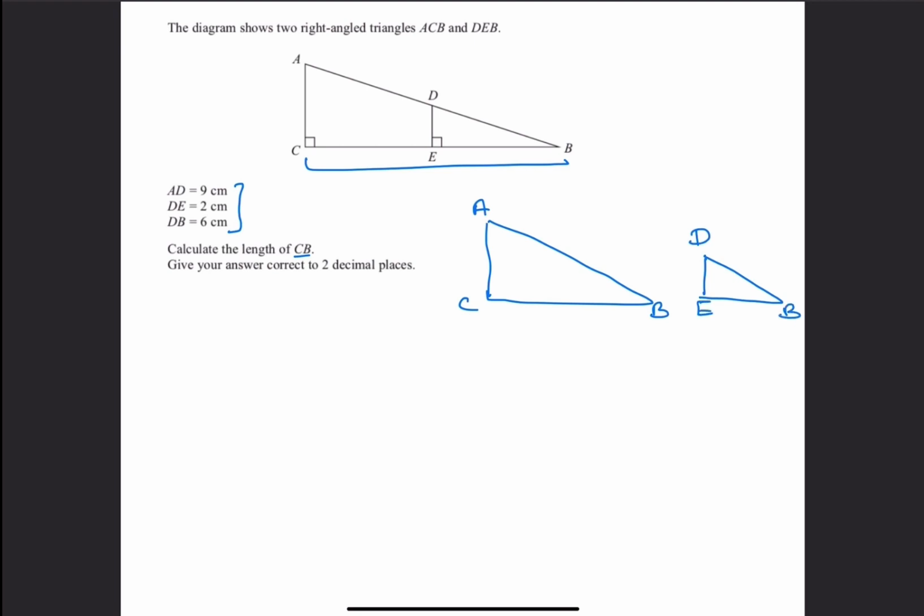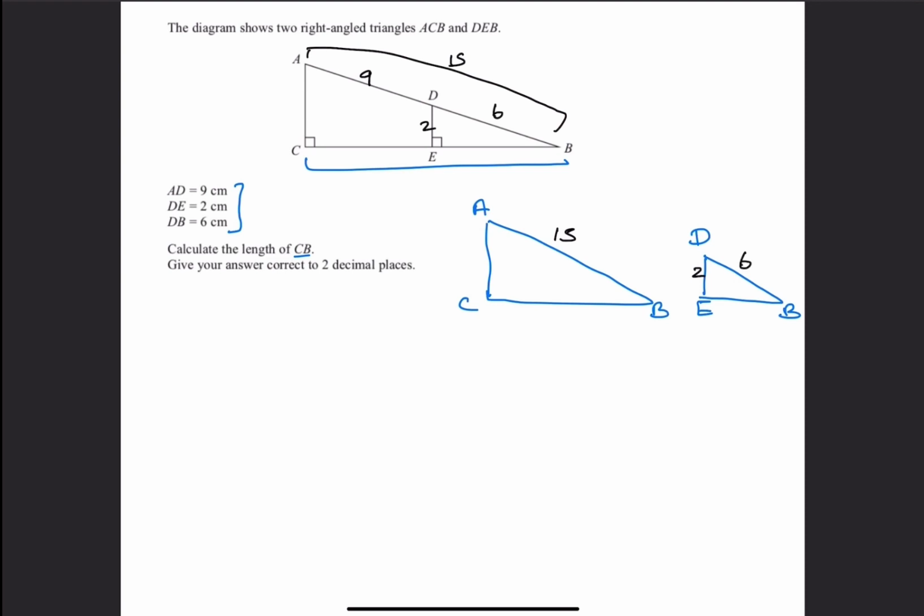Let's put the lengths in there. A to D is 9. D to E is 2. D to B is 6. So what is the total of A to B then? That's 9 plus 6, which makes it 15. That's 15. This is 2. We got that, and D to B is 6. They told you that, so that's fine.